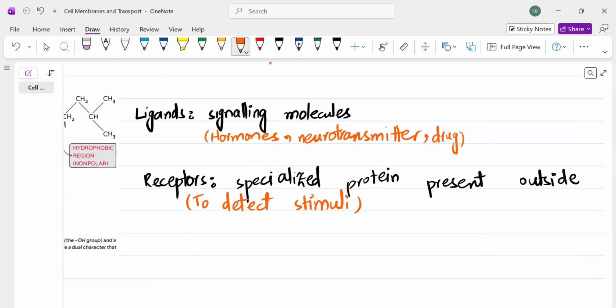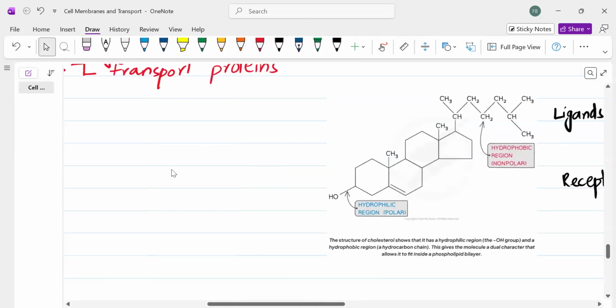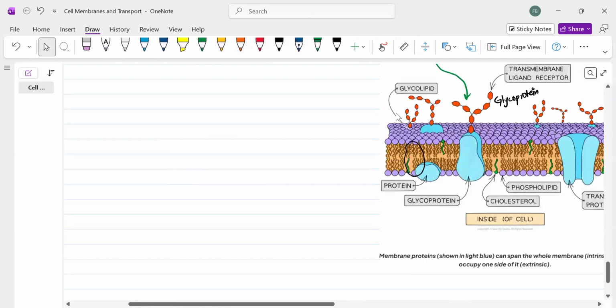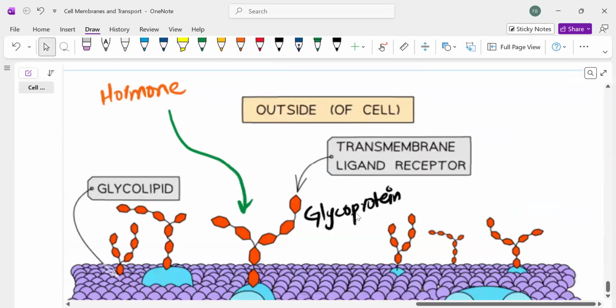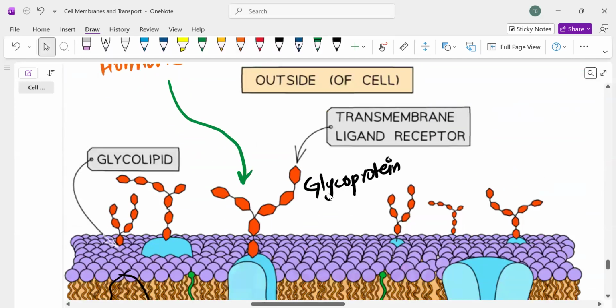That ligands are signaling molecules. They will give a signal, just like hormones, etc. And where the hormones are attached, that position is known as receptors, the specialized protein. So specifically, they are talking about these two things over here. The transmembrane ligand receptor. This glycoprotein is a ligand receptor. And the ligand over here may be any hormone or any neurotransmitter. So these glycoproteins will accept those hormones or those neurotransmitters or that particular type of drug.